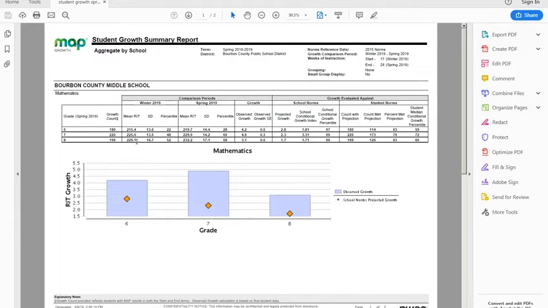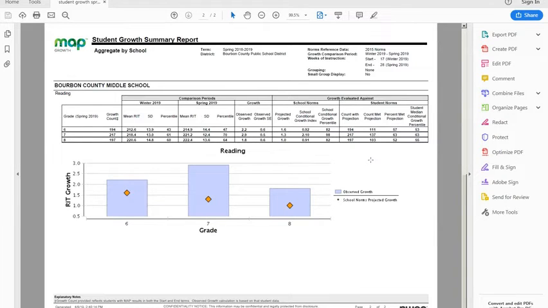You can look at these RIT numbers. If you want to know more about that, you can go to the MAP website and it'll tell you about the RIT. The students know their RIT. The students know if they grew, they knew what their goal was, and they can tell you if they met it. So be talking to your students about that and see what they have to say, because they do know whether or not they met it.